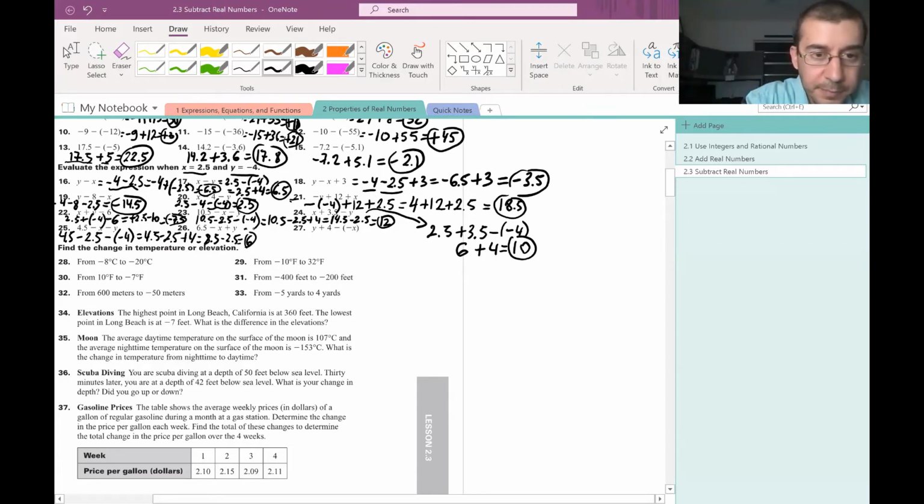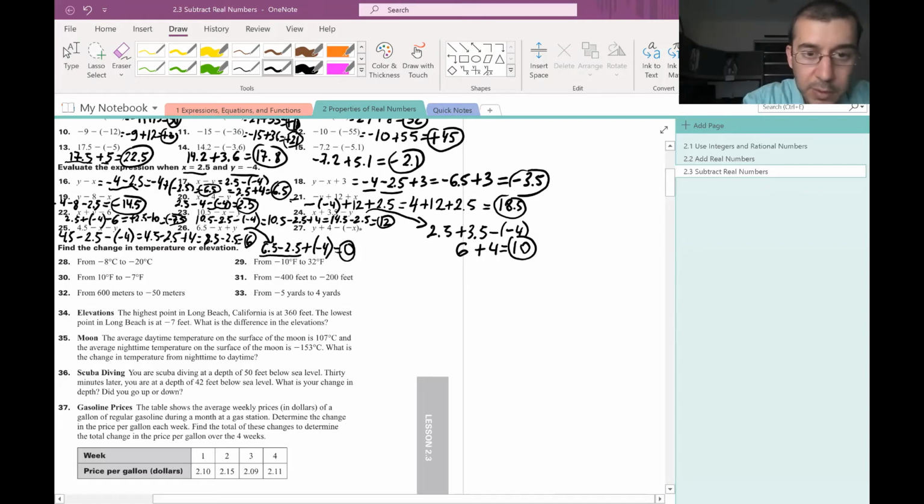26, 6.5 minus x, which is 2.5, plus y, which is minus 4. 6.5 minus 2.5, that's 4. And then minus 4 is 0. So this is 4, and then 4 plus minus 4, that's 0. That's the inverse property of addition. So 26, the answer is 0.